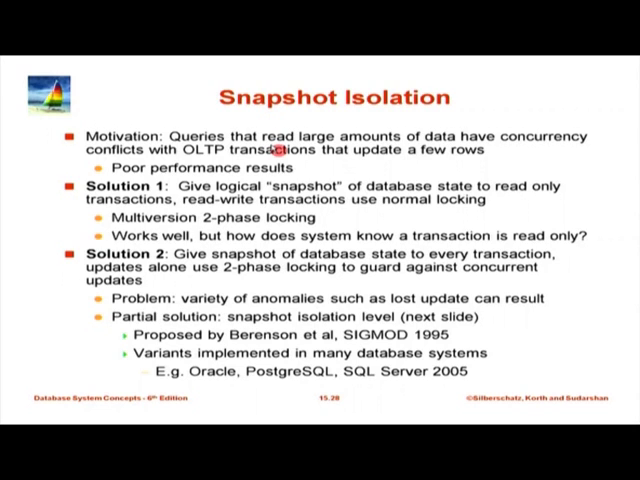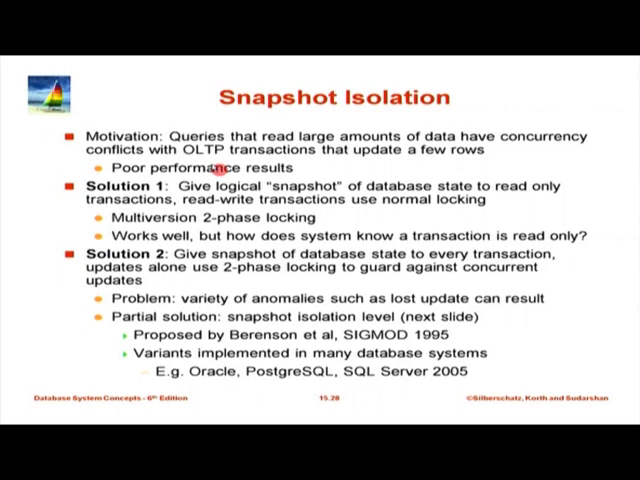Multi-version two-phase locking can be thought of in another way, which is that when a read-only transaction comes, you give a logical snapshot of the database state to the read-only transaction, and it reads things from that logical snapshot. What is a snapshot? You take a picture. If you are in the classroom, you take a picture, everybody is frozen as they are. If they move subsequently, that is not reflected in the snapshot. So the read-only transaction will read data from that snapshot.